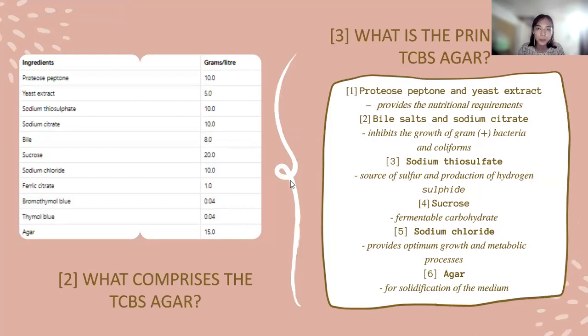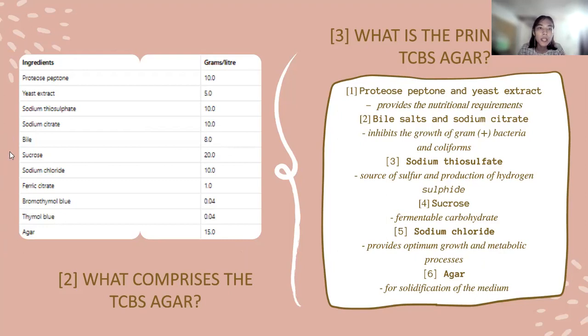We move to the composition of this type of agar. What comprises the TCBS agar? On the left side of our presentation, there's a list of the ingredients included when you buy a prepared TCBS agar, because you can buy this agar in prepared form. The only things you will do after buying it are the preparation method, and also the isolation and the maintenance.